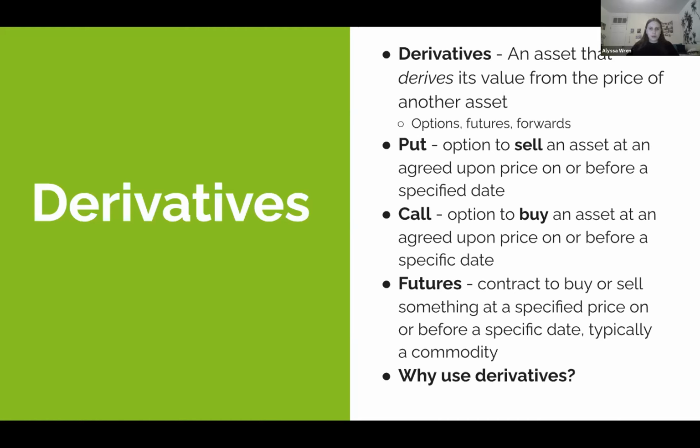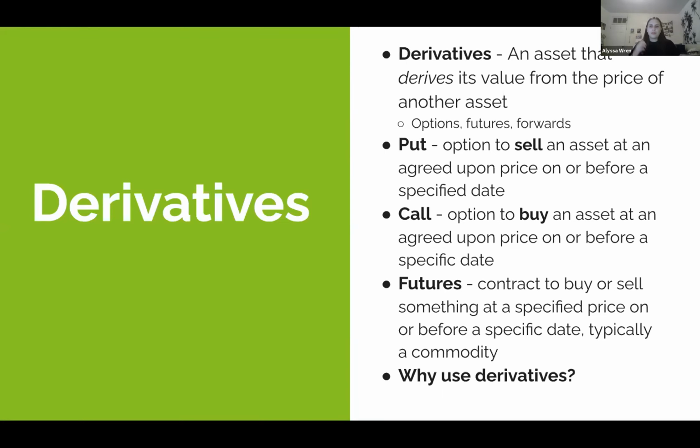And so calls are similar, but the exact opposite. It's the option to buy an asset at an agreed upon price on or before a specific date. So same example, you buy a call from Microsoft at $50. But let's say in this instance, the stock price rises to $60.